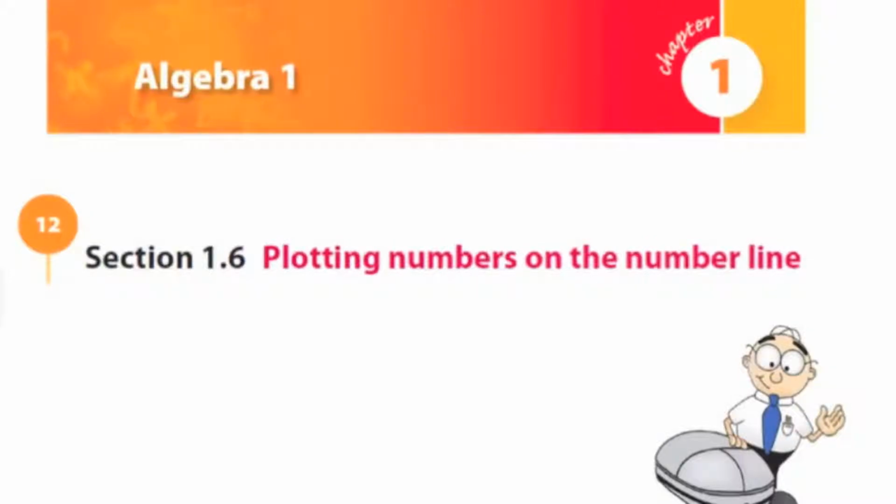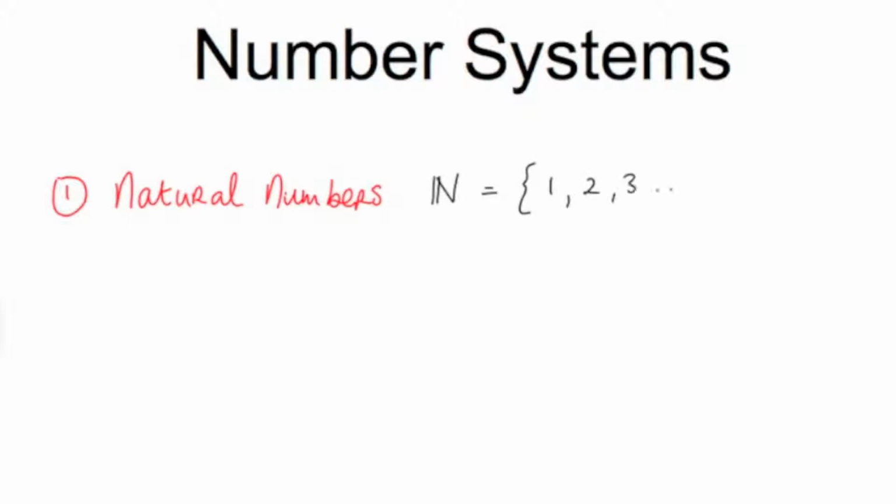This video is aimed at Junior Cert higher level maths. First, let's consider number systems. There are three number systems on the course. The first one is natural numbers. The capital letter N is used to denote natural numbers. Natural numbers are counting numbers, so it does not include 0. It would be 1, 2, 3, 4, 5, 6, etc. Natural numbers are a set of positive whole numbers.